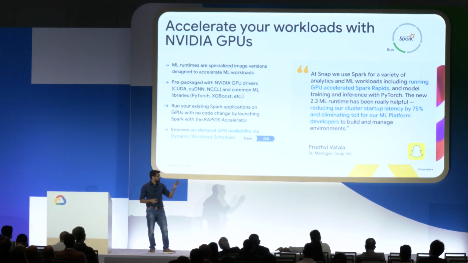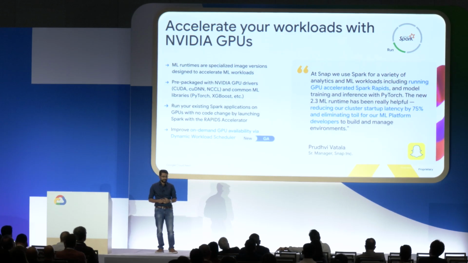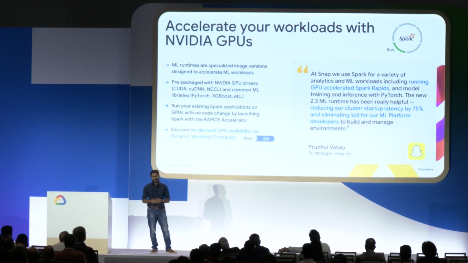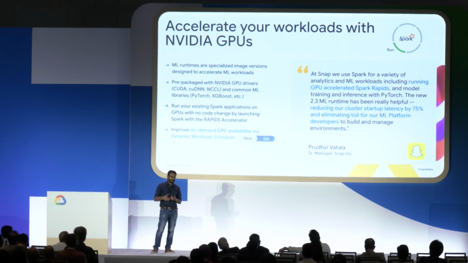And one announcement I want to make: we have made the Dynamic Workload Scheduler GA. This drastically helps you with GPU obtainability, right? It helps you with the task queuing and scheduling, and we have seen really good GPU access with DWS. We have a little quote from one of our esteemed customers, Snap, who has been using this for quite some time. And they've observed up to a 75% reduction in the startup time for any of these AML images.